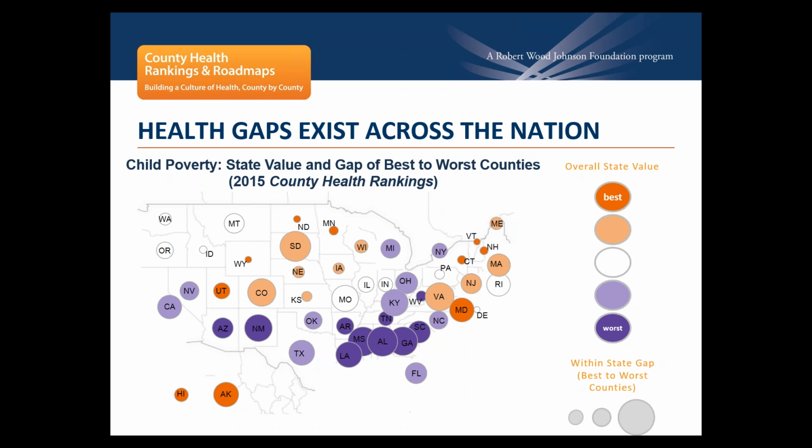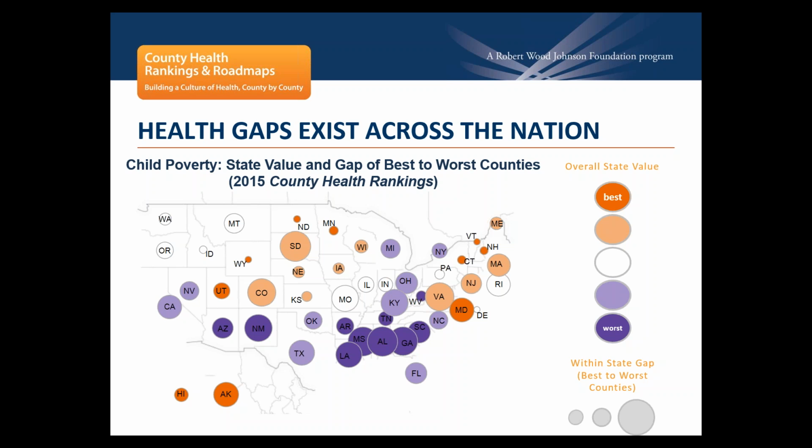In this map, the size of the circle displays the size of the gap in child poverty rates within the state. For example, a bigger circle means a bigger gap. The gap represents the difference in the best and worst performing counties in child poverty rates within the state. The color distribution shows how overall state child poverty rates vary nationwide. The best performing states are in orange, while the worst performing states are in purple.